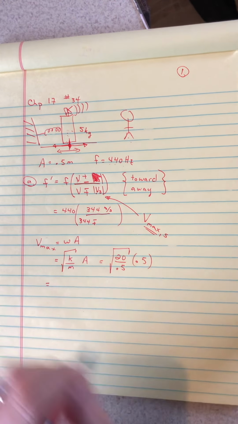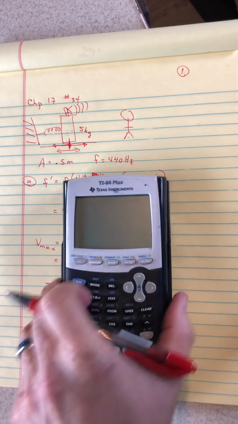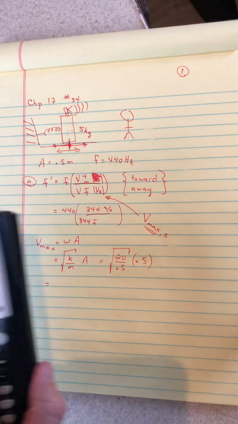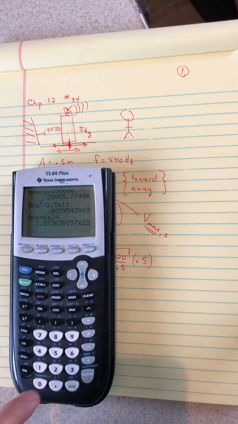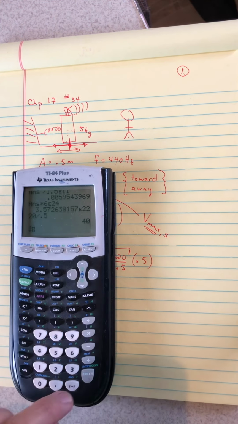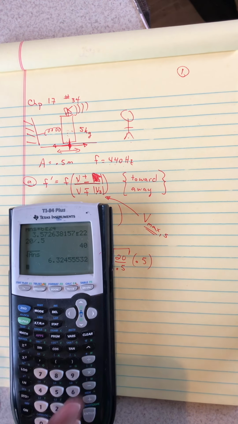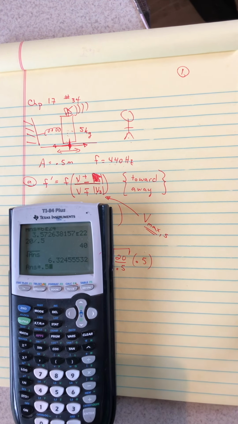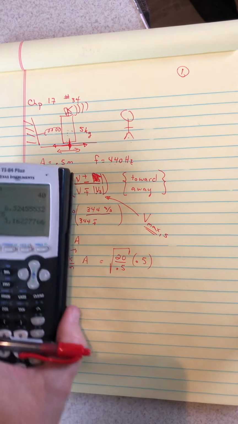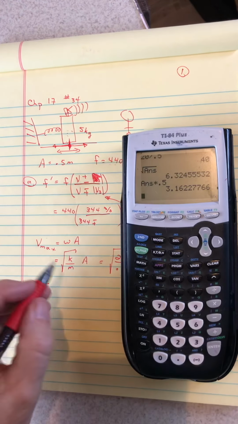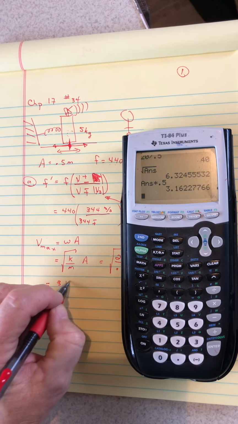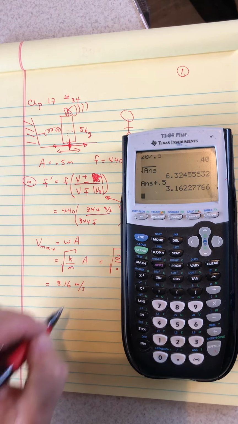And so if I put all these numbers together and grab my calculator, let's see, 20 divided by 0.5 is 40. The square root of 40 is about 6.32, it looks like. Multiply that by an amplitude of 0.5. And so we're looking at a speed of about 3.16 meters per second.